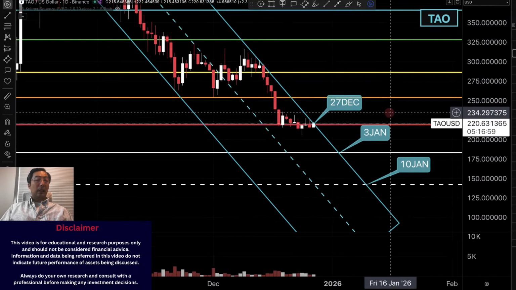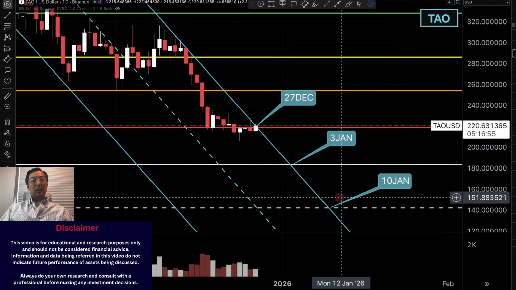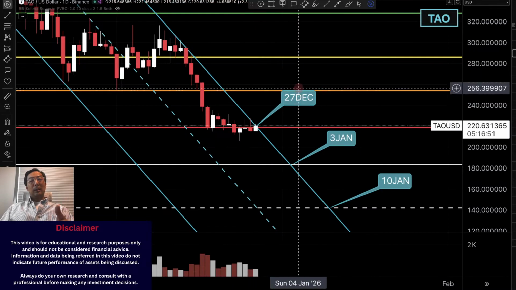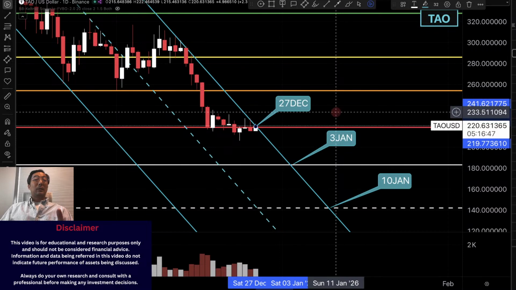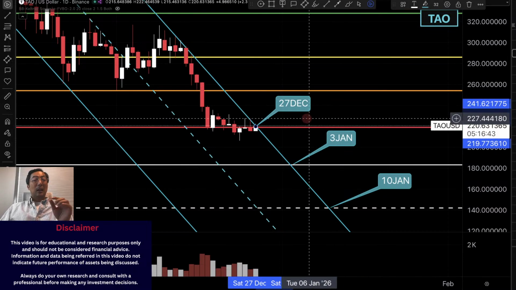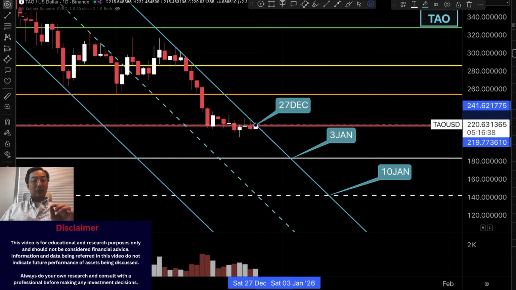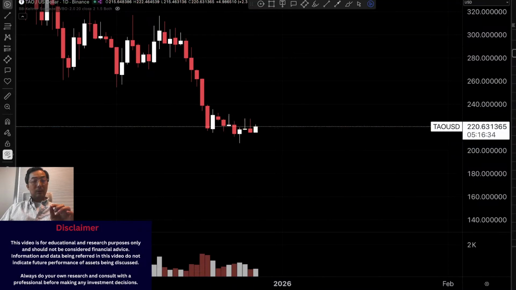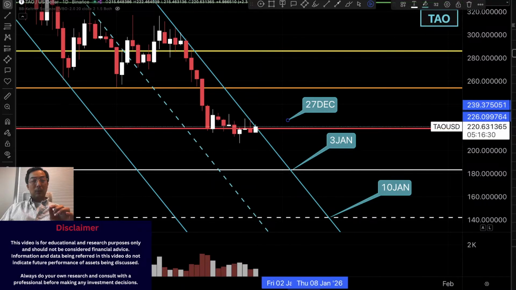Now, going back to the dates. Previously, I talked about 3 potential trend change confirmation dates. The first one is December 27th, which some of you have already passed. For me, I'm still in the middle of this date. Currently, the bulls and the bears are clearly fighting around this.